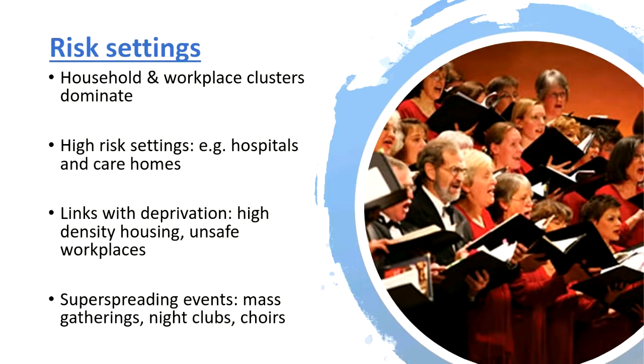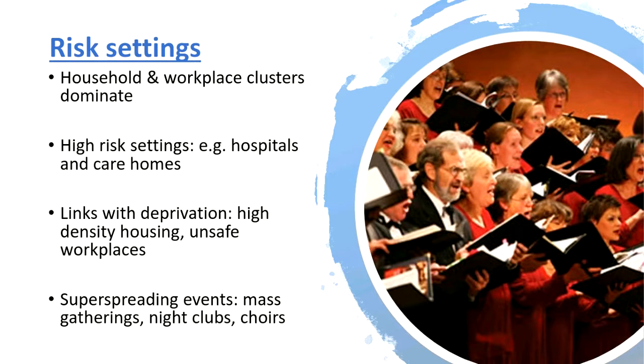We also know that there are lots of risk settings. So right at the very top, households. Okay, if you've got one person infected in your household, there's a high risk that others in the household will get infected. A paper I saw yesterday put that risk of infection to other people in the household at around 1 in 3. We also know that there's a risk of spread in workplace clusters. So if you're in a garment factory, a food processing plant, and so forth, your risk is higher.